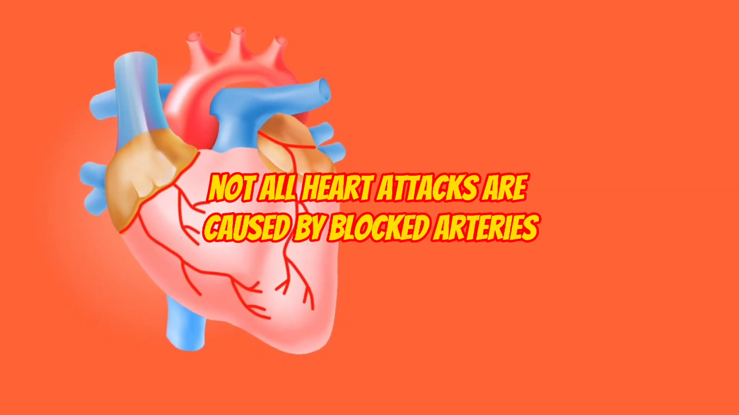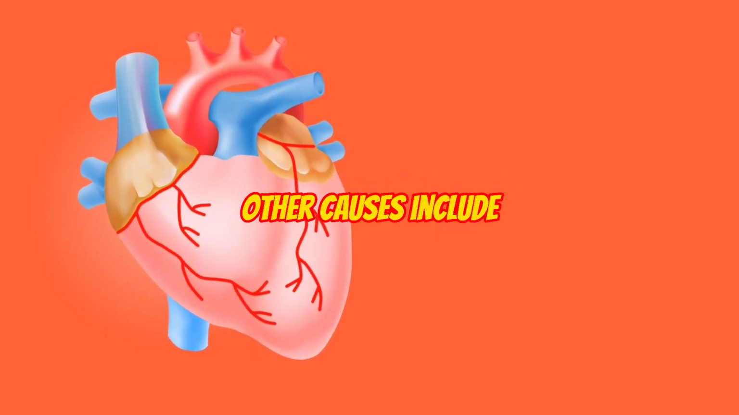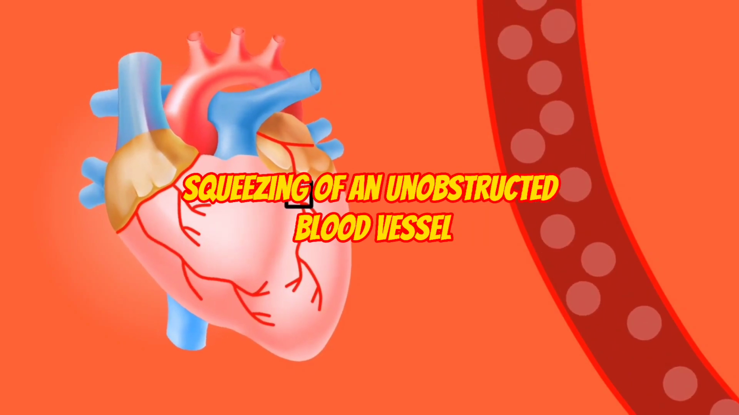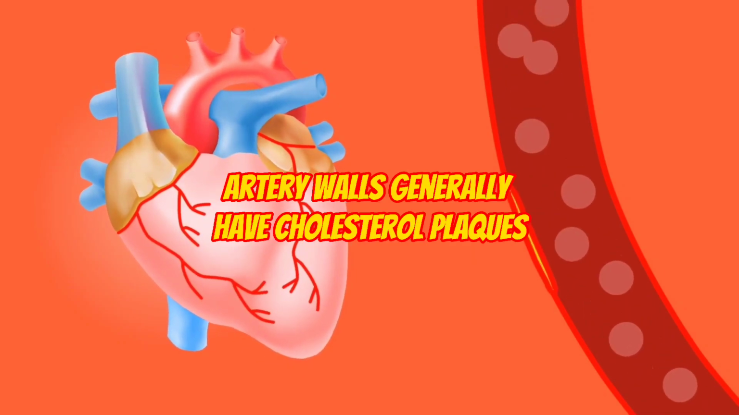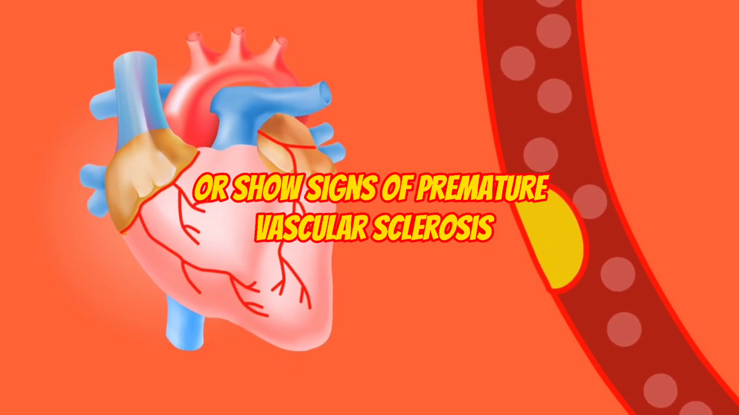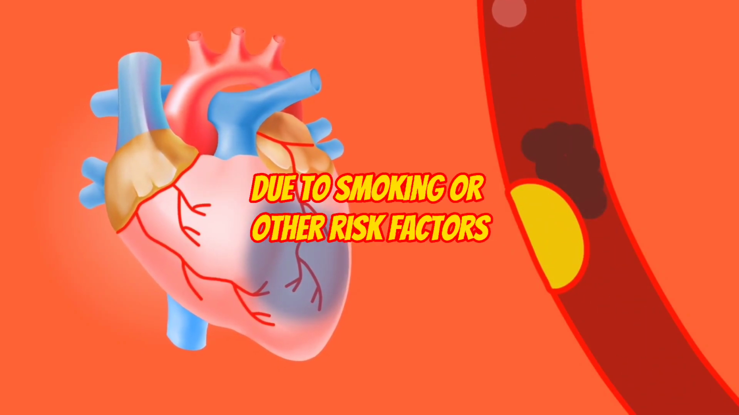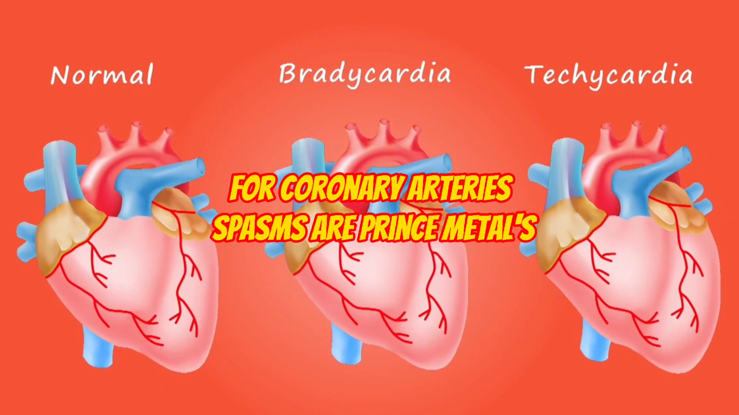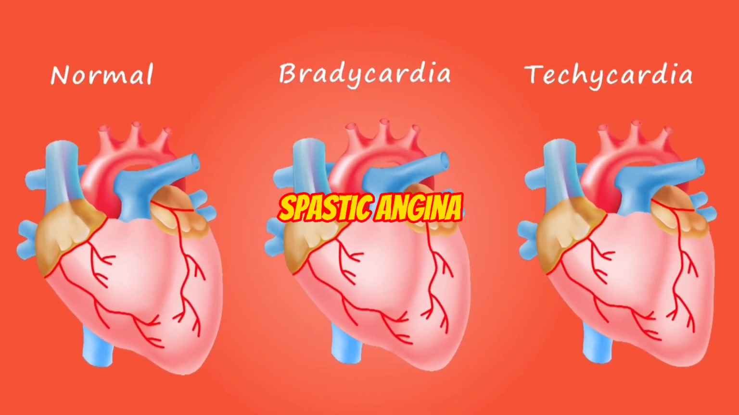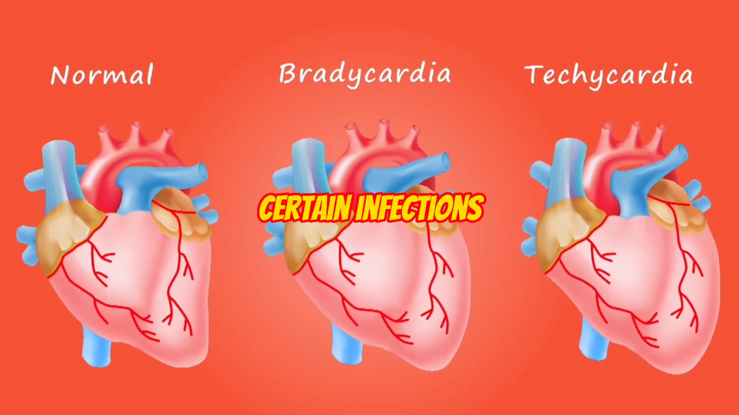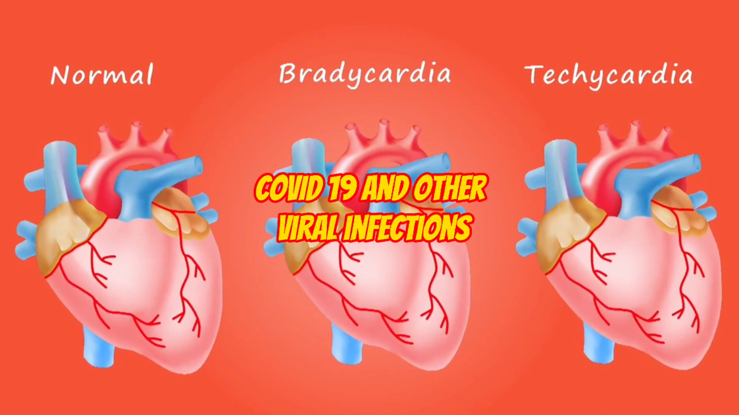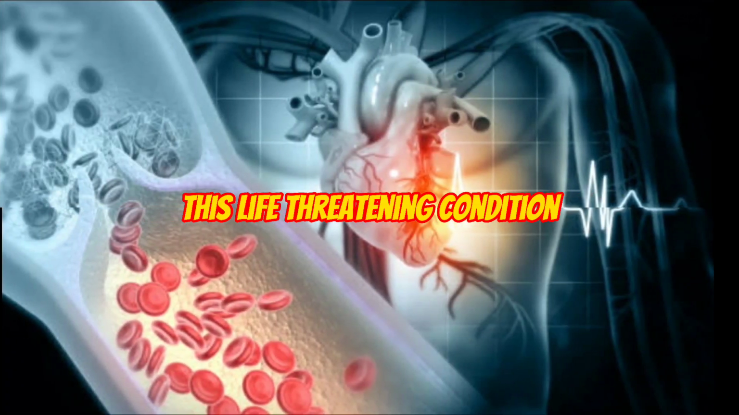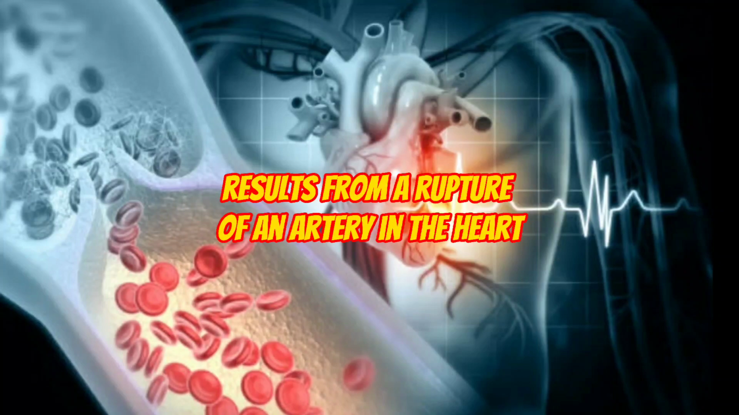Not all heart attacks are caused by blocked arteries. Other causes include coronary artery spasm. This condition occurs as a result of severe squeezing of an unobstructed blood vessel. Artery walls generally have cholesterol plaques or show signs of premature vascular sclerosis due to smoking or other risk factors. Other names for coronary artery spasms are Prinzmetal's angina, vasospastic angina, or variant angina. Certain infections, COVID-19 and other viral infections, can damage the heart muscle. Spontaneous coronary artery dissection. This life-threatening condition results from a rupture of an artery in the heart.